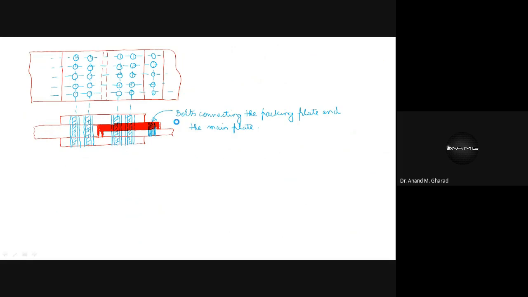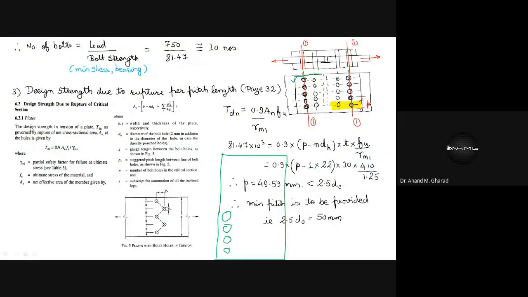6.3.1. I will go back. Yes. TDN is equal to 0.9 AN into FU divided by gamma M1. So this is clause 6.3, which is mentioned in IS 800 2007.